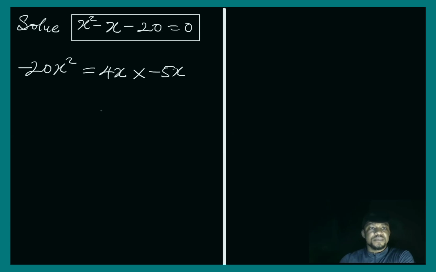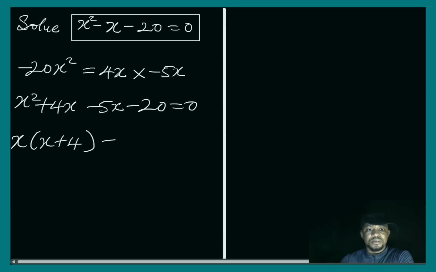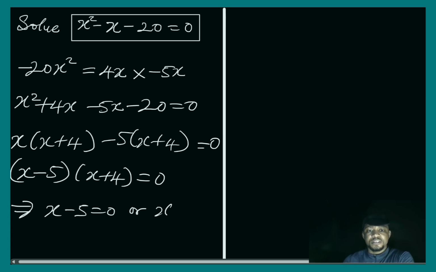Now, writing this, I'm going to have x squared plus 4x minus 5x minus 20 equals 0. So factorizing this, I have x into x plus 4 minus 5 into x plus 4. So this is x minus 5 into x plus 4 equals 0. So what this implies is that x minus 5 is equal to 0, or x plus 4 equals 0.